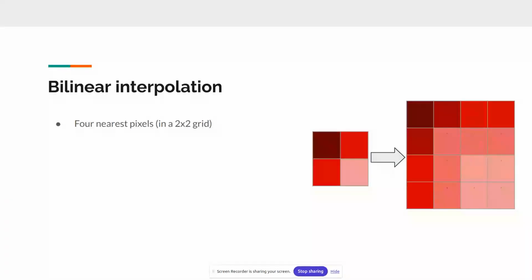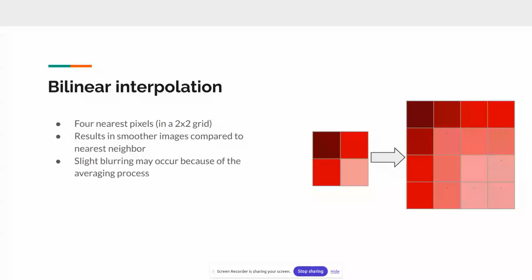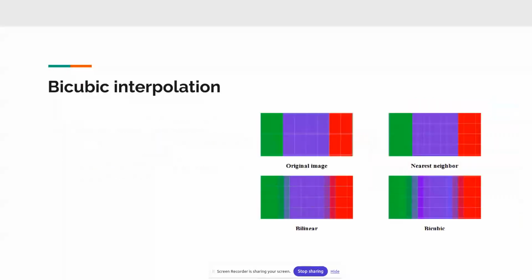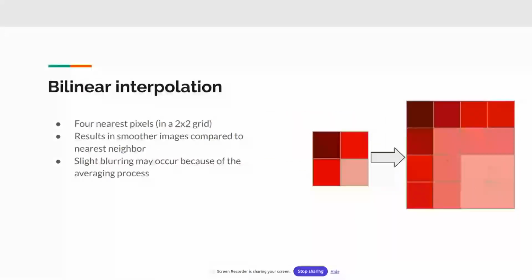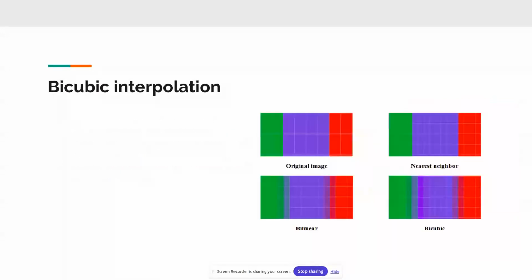Results in smoother images compared to nearest neighbor, less blocky and more visually appealing. Slight blurring may occur because of the averaging process. While better than nearest neighbor, it might still introduce some artifacts at edges. Common in applications where smooth scaling is necessary without needing high computational resources, e.g., standard image resizing.